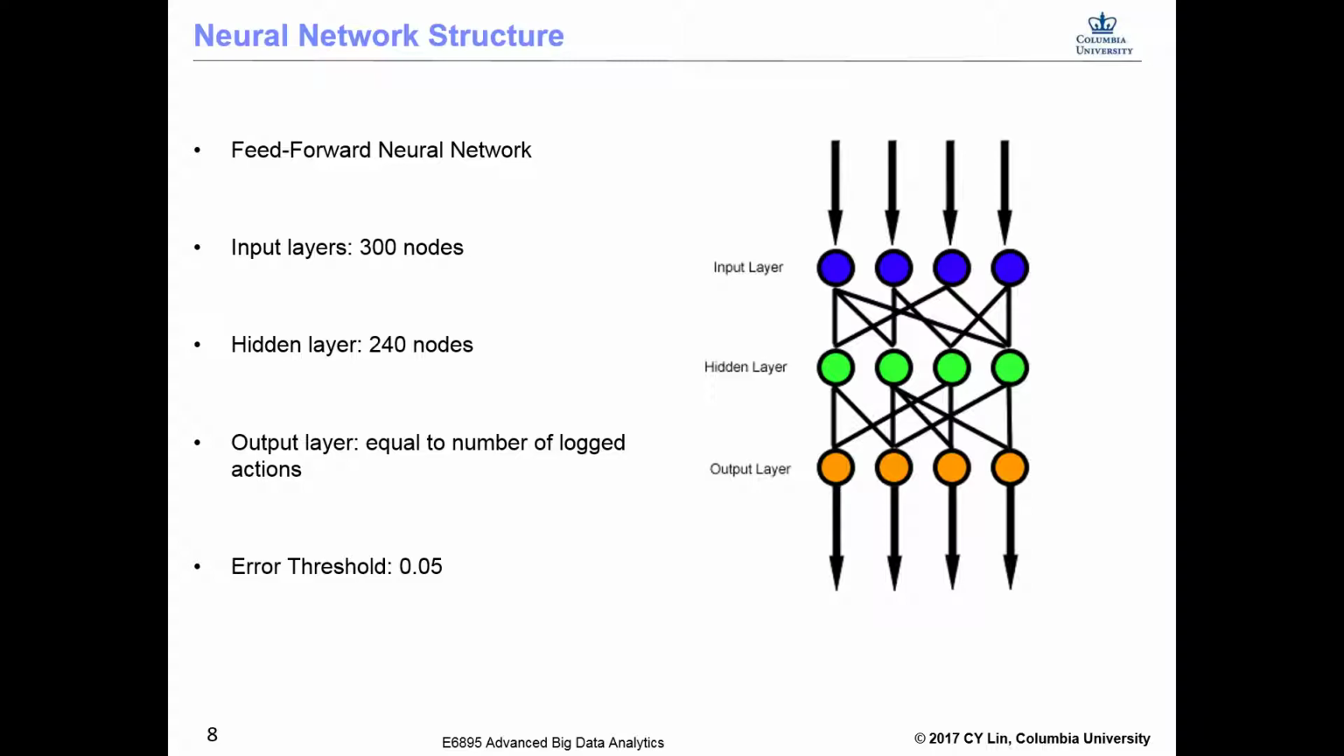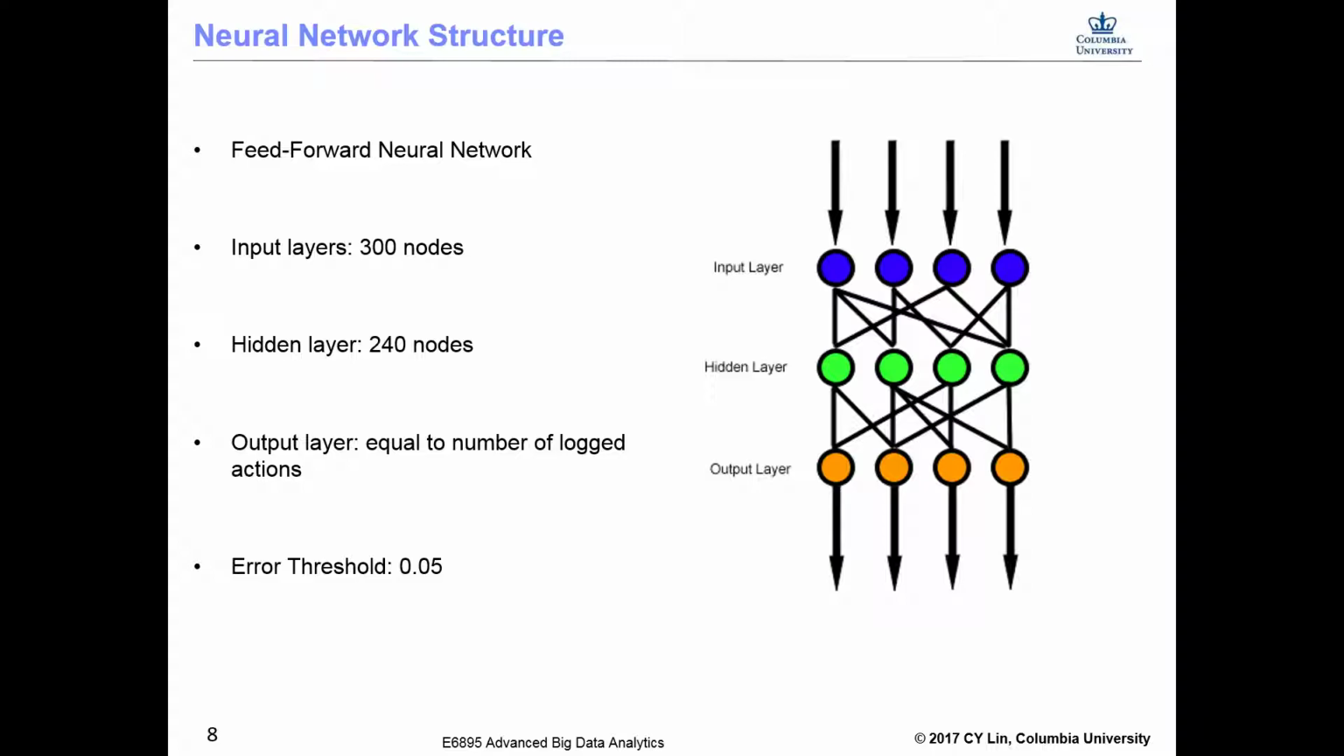The neural network structure includes 300 input nodes, as you can see from the previous data, 240 hidden layer nodes, and the output layer is equivalent to however many unique actions the user has logged. So let's say I've logged standing, walking, and bicep curls. I will then have 3 output nodes. If I just log standing or walking, I'll have 2 output nodes. And if I logged standing, walking, running, and bicep curls, I'll have 4.